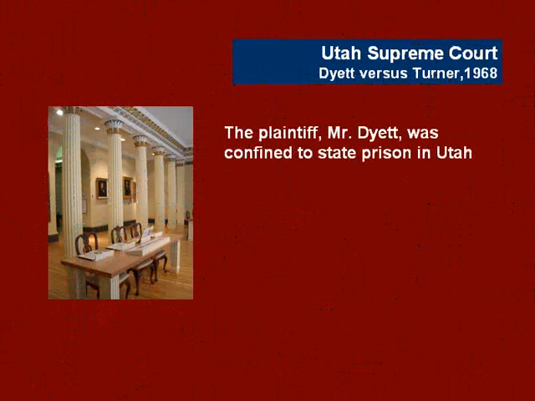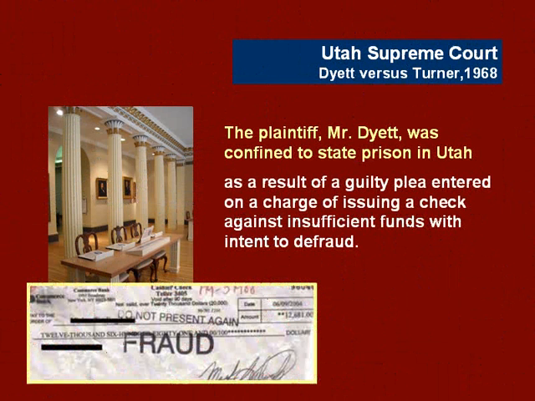Here's that case. It was in 1968, the case of Diet versus Turner. In this case, the plaintiff, Mr. Diet, was confined to a state prison in Utah as a result of a guilty plea entered on a charge of issuing a check against insufficient funds with intent to defraud. Well, the Utah Supreme Court had seen the U.S. Supreme Court's actions and was fearful that the federal court system and U.S. Supreme Court was going to involve themselves in this affair.